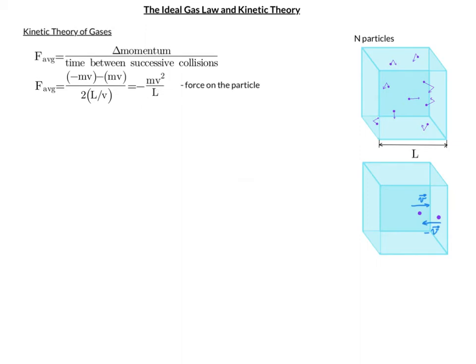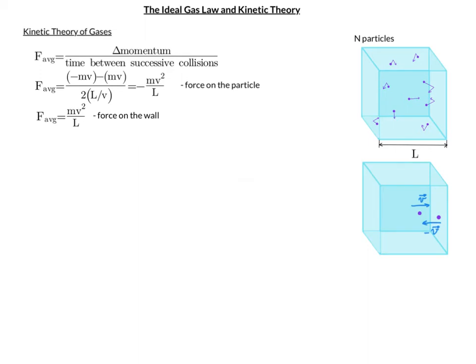But that force is the force on the particle. Now, by Newton's third law, we know that there is an action-reaction pair for every force. So that means that there is this force on the particle that equals in magnitude and is opposite in direction to a force that the wall experiences due to the particle. So the magnitude is going to be mv squared over L, but the direction is going to be opposite. So opposite of negative would be positive. So here we have the average force on the wall, and that's mv squared over L.